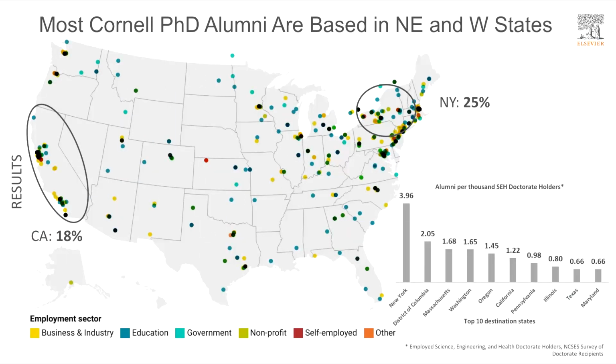We can look more closely at which portions of the US they're working in. So New York State, for example, 25%. California is nearly 20%. Again, the color coding of the dots shows you what kind of work, what sector they're working in. And you could also compare those numbers in each state relative to the number of doctorate holders in science, engineering, and medical fields, health fields.